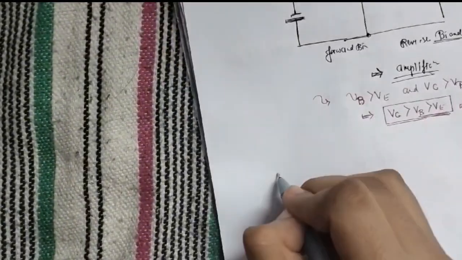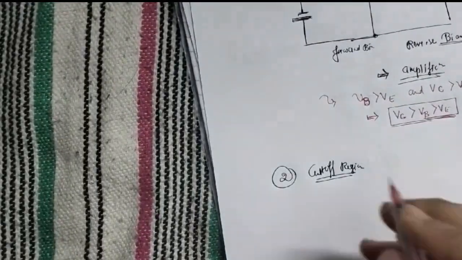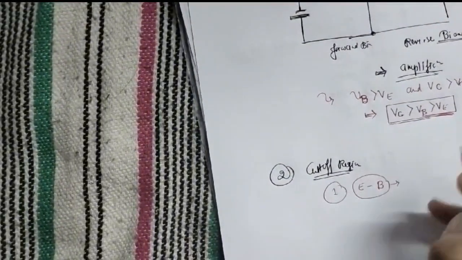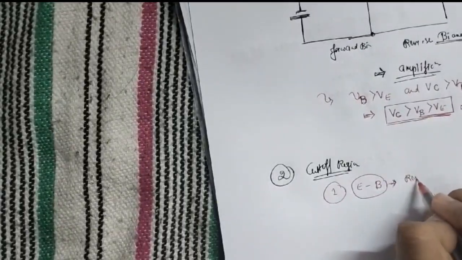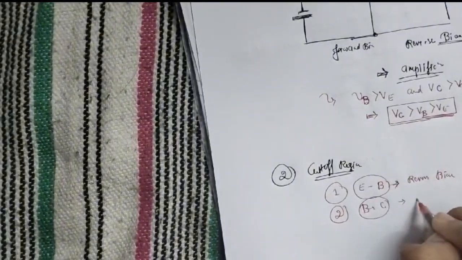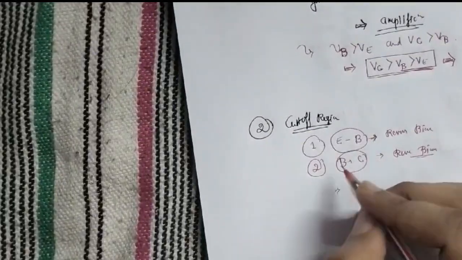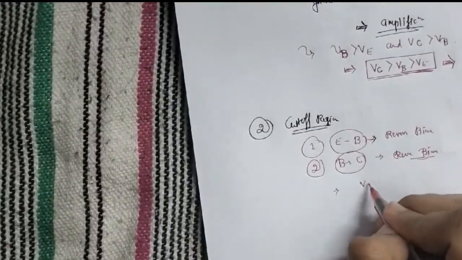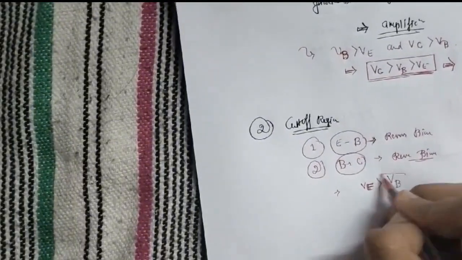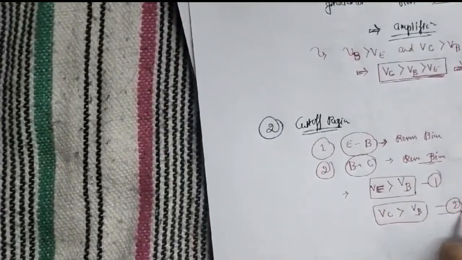Now we will move towards the cutoff region. I will not draw the diagram again. We can easily know that emitter to base, this potential which we are going to apply will be in reverse bias, and second, that is base to collector, will be in again reverse bias. If you apply in this way, we will get cutoff region in which this transistor could be used as a switch. So here also we must have voltage at emitter greater than voltage at base region, and voltage of collector region greater than base region. So these are the two things here.